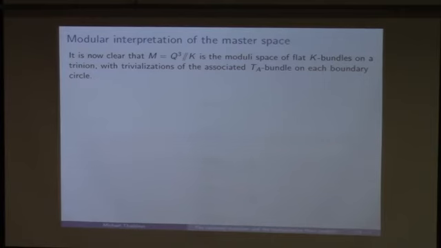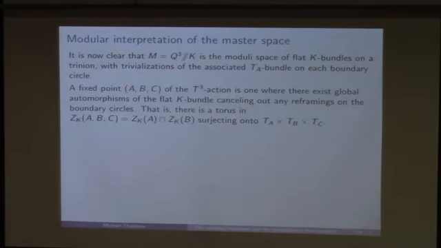So what is a fixed point? A fixed point is one where there exists a global automorphism of this bundle, canceling out the action of the torus, which changes the trivializations of those determinant lines. And what's a global automorphism of a flat bundle? It's completely determined by its value at any one point, isn't it? So it's really just an element of this common centralizer of A, B, and C. There has to be such a thing that surjects onto these 3 tori.